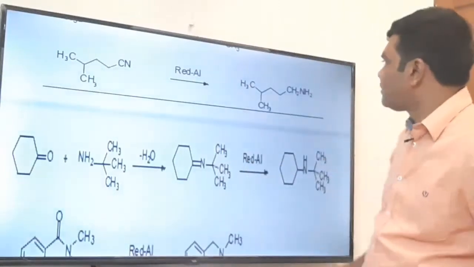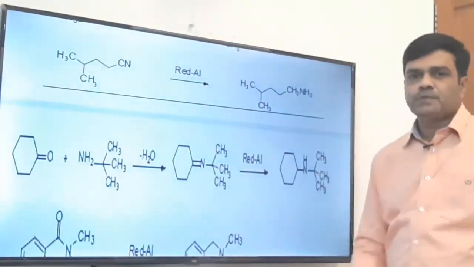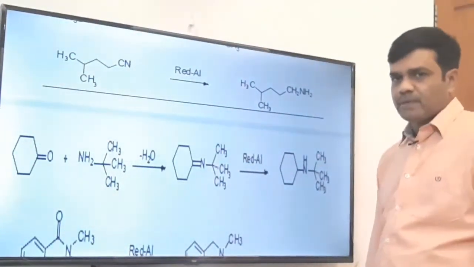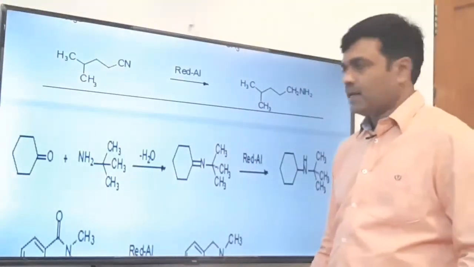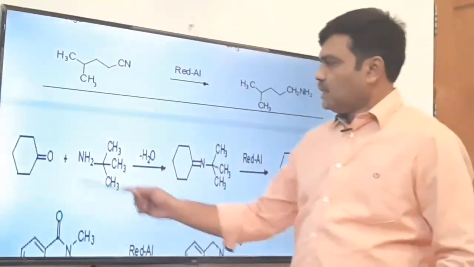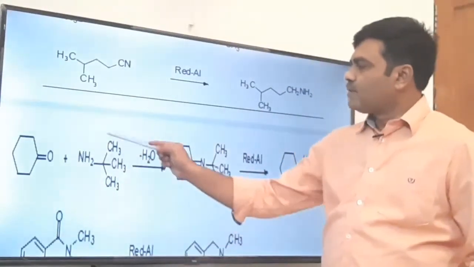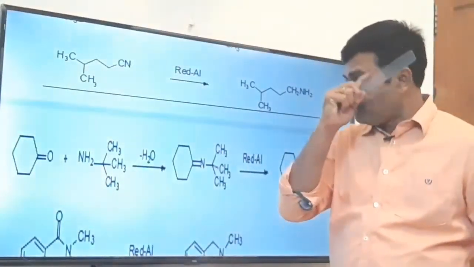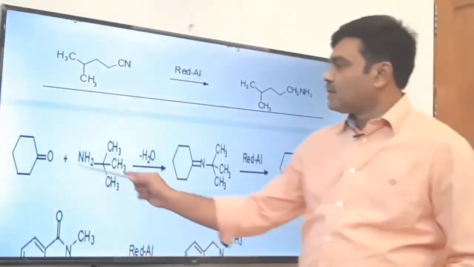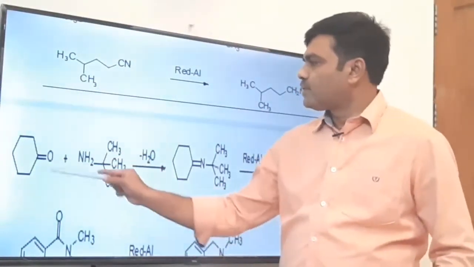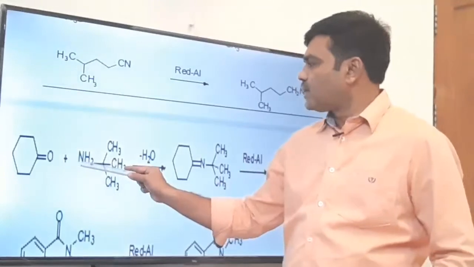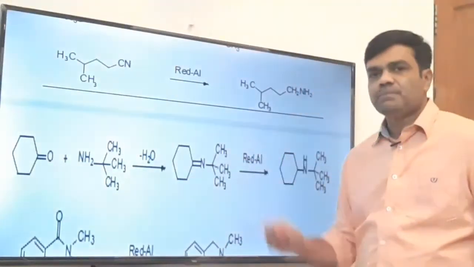See here, C triple bond N is reduced to CH2NH2. It is the same as that of lithium aluminum hydride. Cyanide is converted to CH2NH2. See, in this example, it is a ketone. This is an amine. Ketone plus amine. Dehydration takes place. There is a loss of a water molecule, and the C double bond N formation takes place. C double bond N is formed.